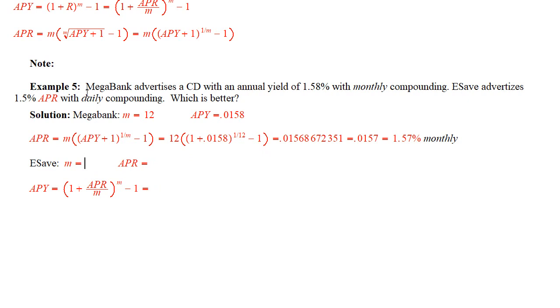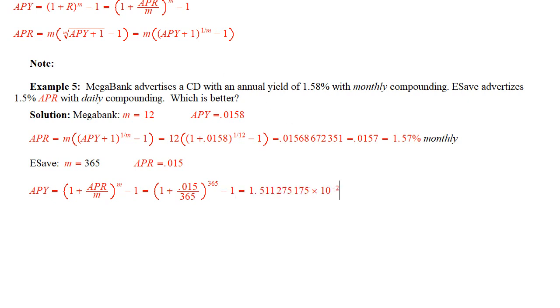For the eSave account, we're doing daily compounding, so M is 365. And the APR they gave us was 0.015, 1.5%. So now let's go ahead and plug in here. We are going to do 1 plus our 0.015, and then we're dividing by 365. And then we're going to do a 365 power and subtract 1. Let's go ahead and compute there.